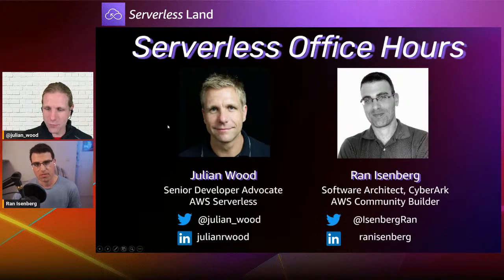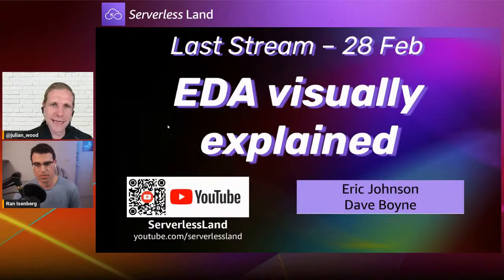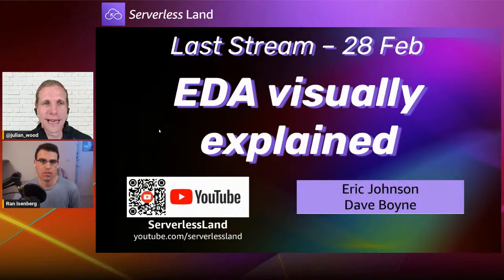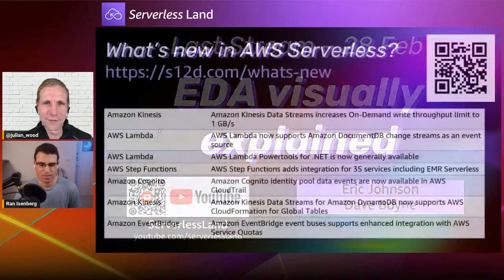So yeah, excellent. We are going to be getting onto a lot of stuff that Ran's talking about, but just quickly looking at what's happened in the past week of serverless. Last week, Eric Johnson and Dave Boyne were talking about EDA visually explained. This is event-driven architectures. Dave is putting together all his awesome wisdom about events and putting them into little bite-sized nuggets of awesomeness, little visual things on serverlessland.com. They had a great chat about that and some of the real cool patterns that you can build based on event-driven architectures, bringing them to life with visual things. I'm a visual person, so it certainly helped me to understand how that all works.